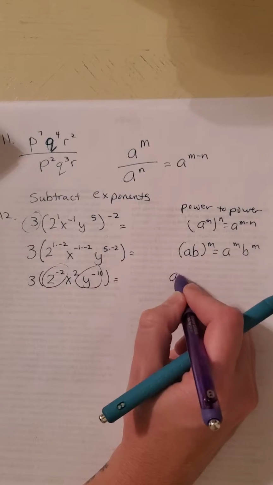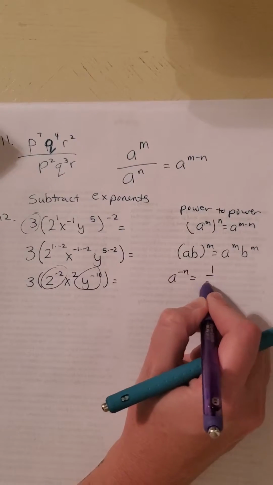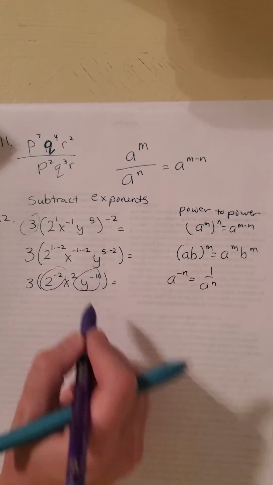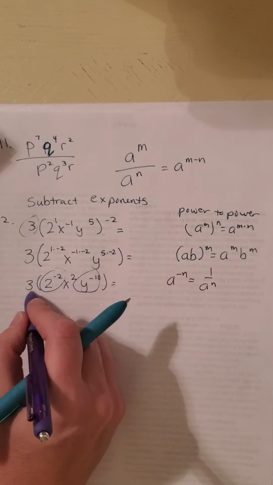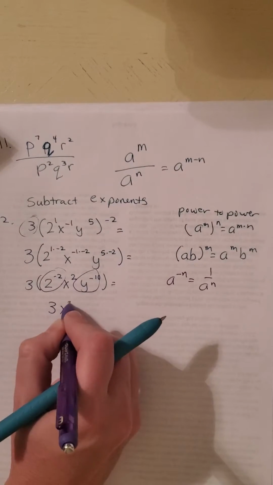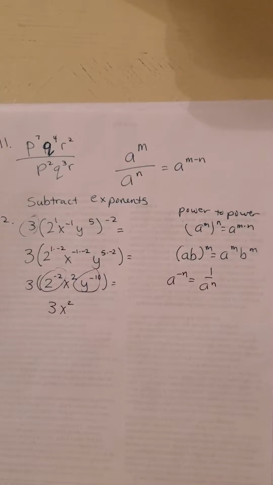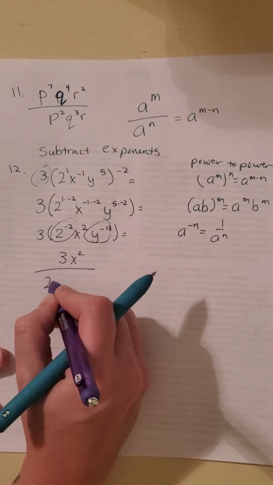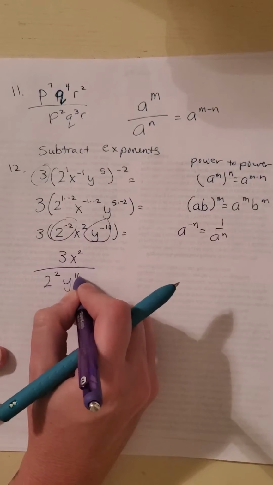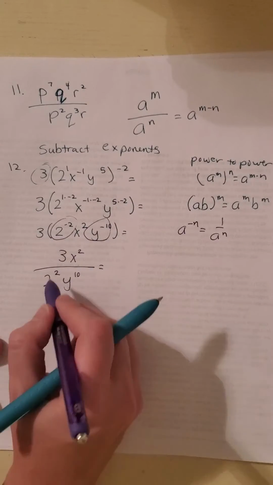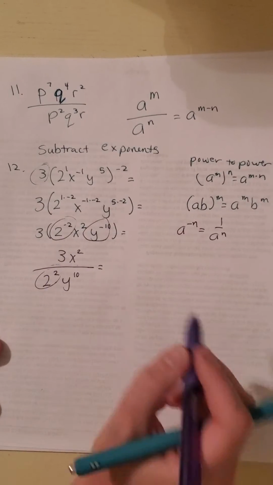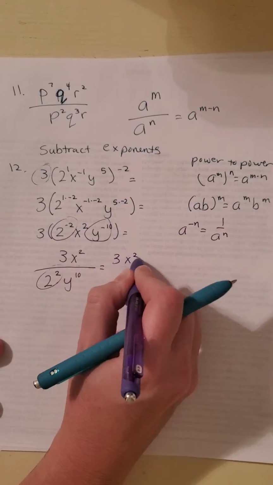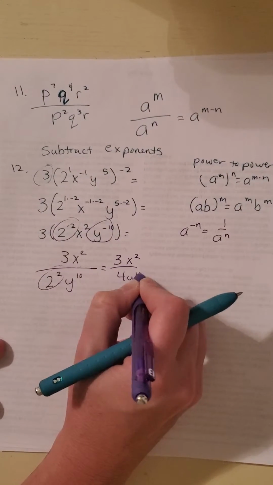So remember that a to the negative n is equal to 1 over a to the n. So these two factors will move, and the other two factors, the 3 and the x squared, will not. So 3x squared will remain, and the 2 to the second and the y to the 10th will drop into the denominator. And then the last thing would be to simplify 2 to the second. So this is 3x squared over 4y to the 10th.